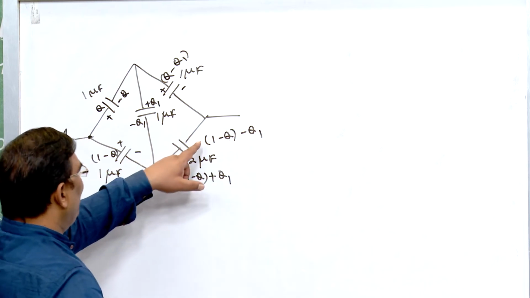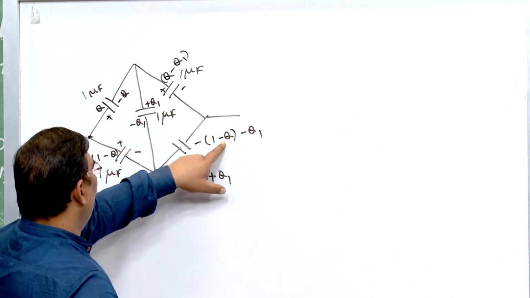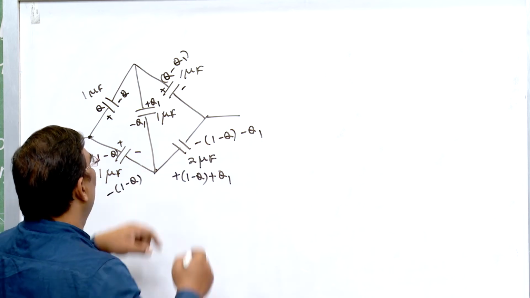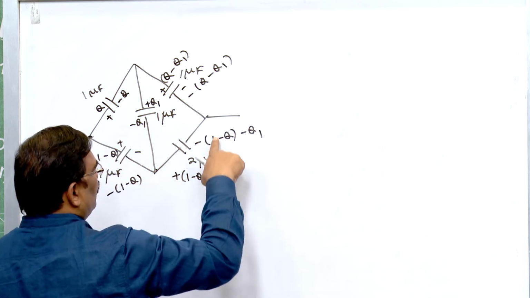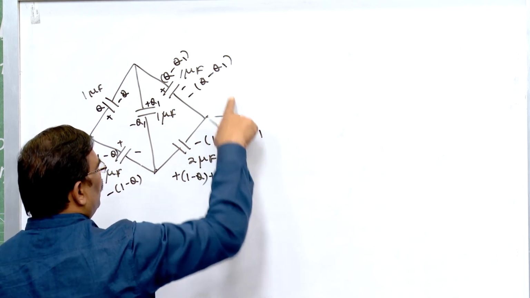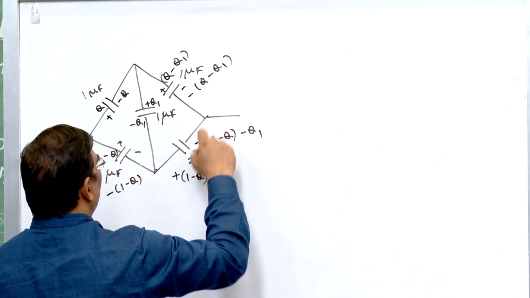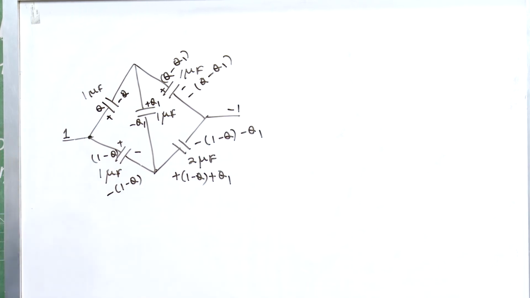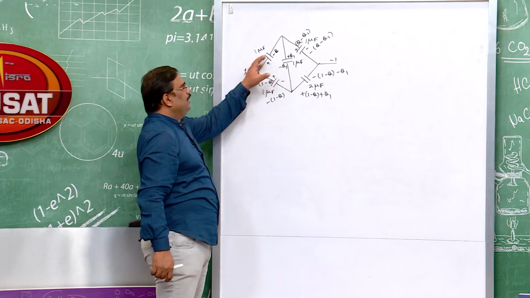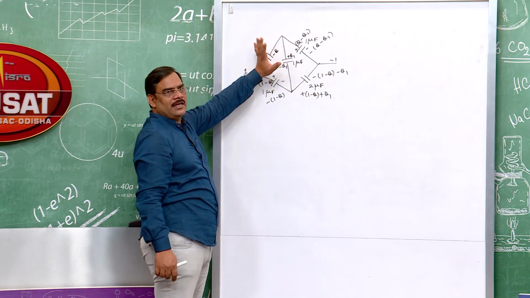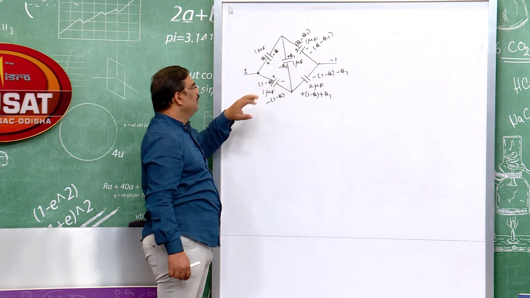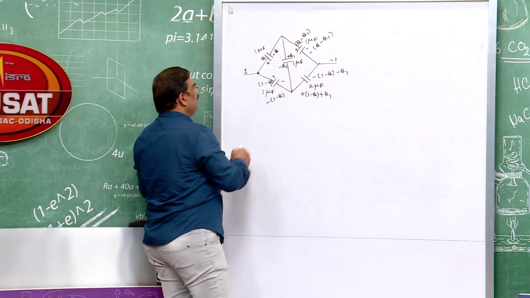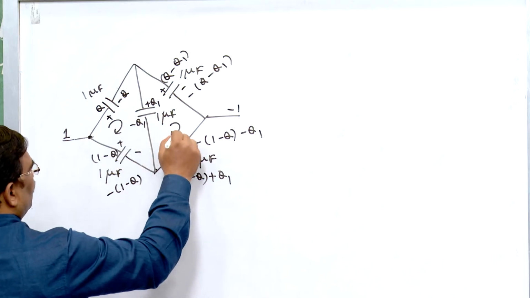Now, minus of 1 minus Q. So, this is minus of Q minus Q1. So, this is minus 1. In this fashion we can develop charges just like summation I equal to 0, summation Q equal to 0 at any junction. So, now we can apply Kirchhoff's law to the networks.